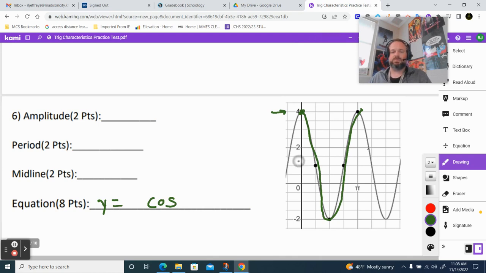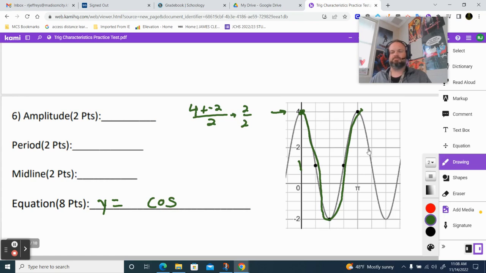This is 2, this would be 1. Now, remember, you could find your amplitude by saying your max plus your min, divided by 2, if you wanted to do that.